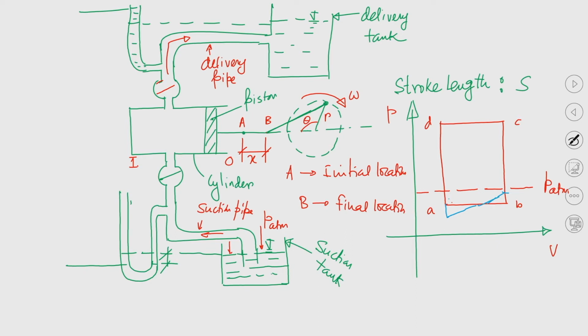Okay. So, this is A prime and this is B prime. If we modify this diagram by this line A prime B prime, then it gives us an indication that we have taken the effect due to inertia into account. Similarly, try to understand the beginning of the delivery stroke.